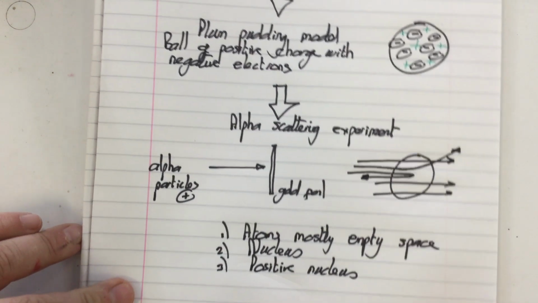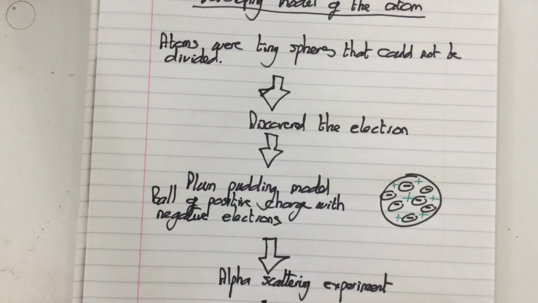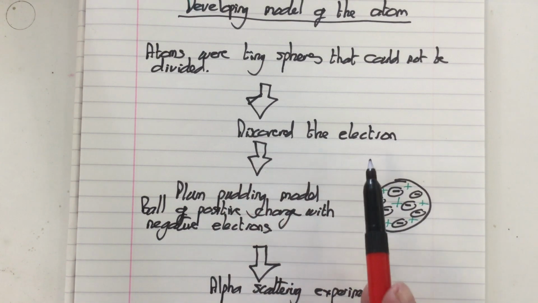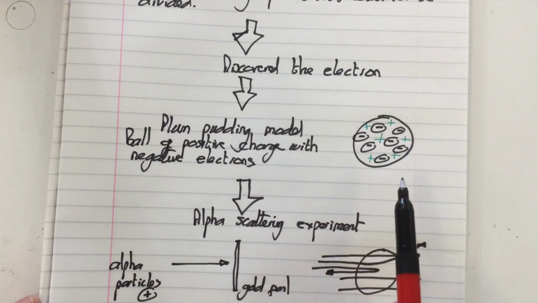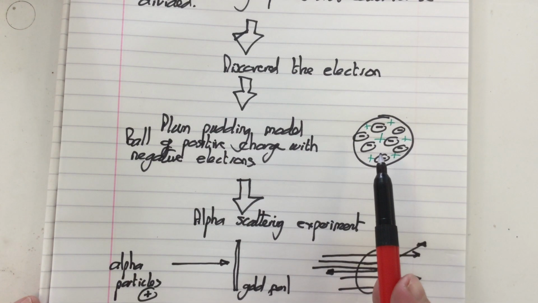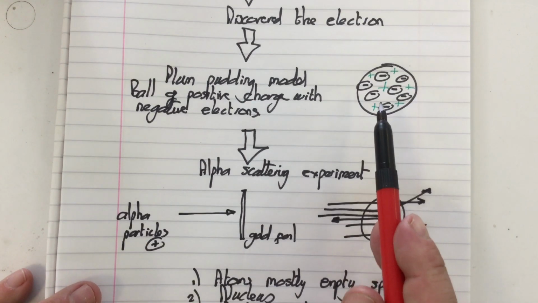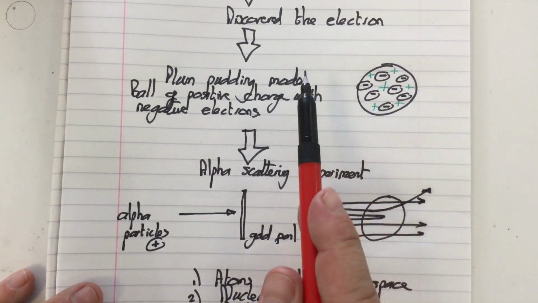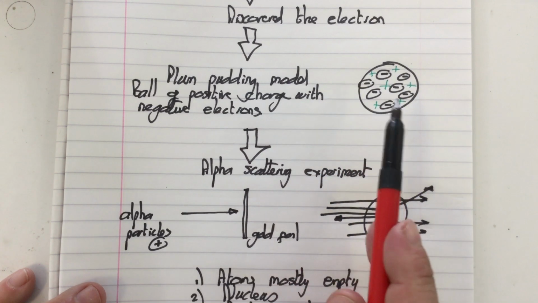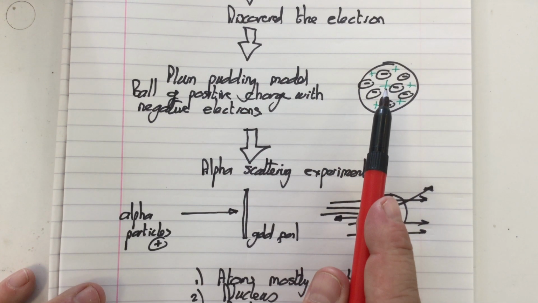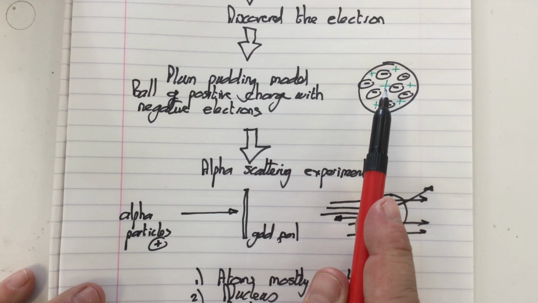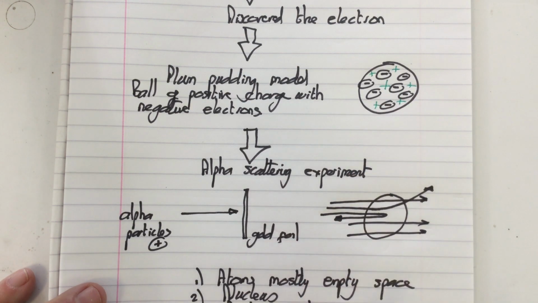So as you can see, over time, originally tiny spheres that could not be divided, then they discovered the electron. That led to the plum pudding model. Then Ernest Rutherford fired alpha particles at the plum pudding model. Most went straight through, but some got deflected, so he realised that there must be a nucleus there, and the plum pudding didn't show a nucleus.